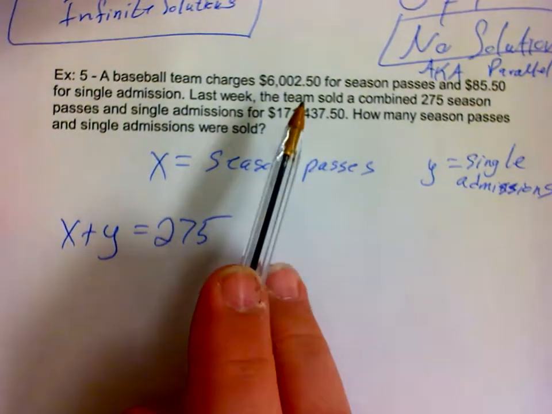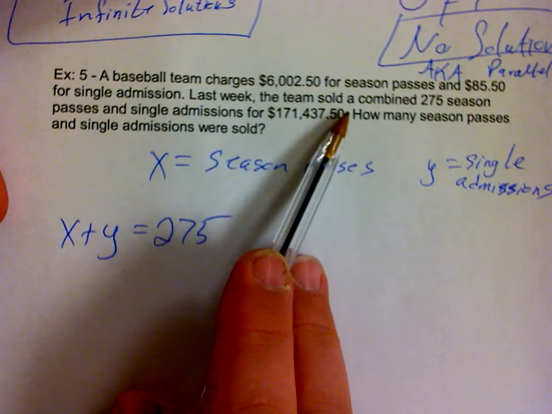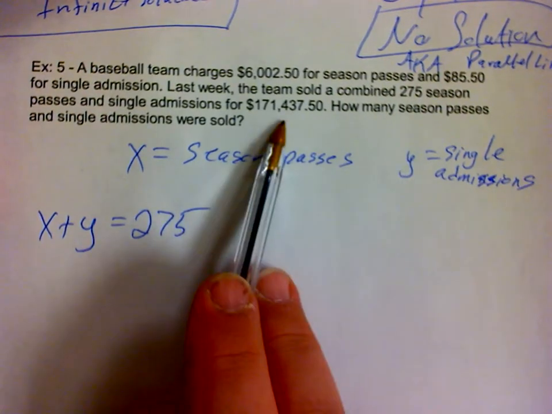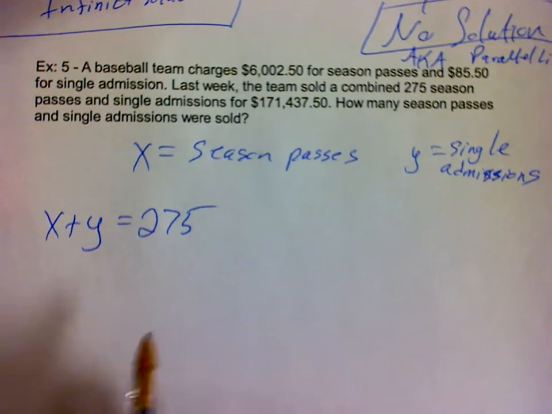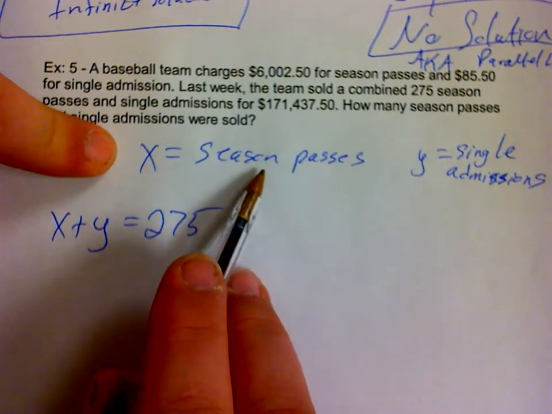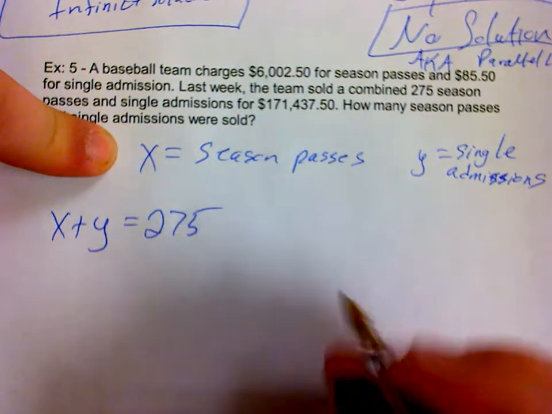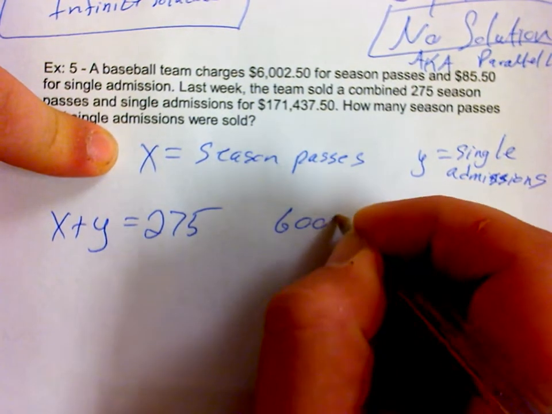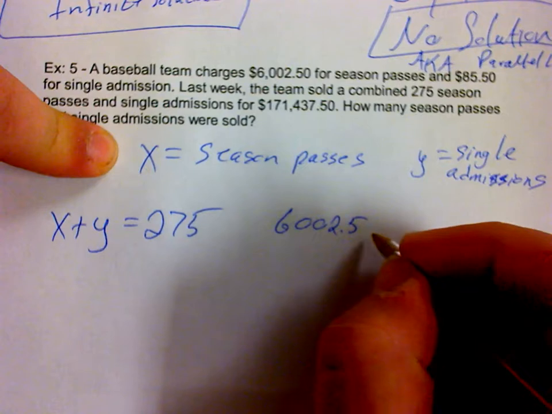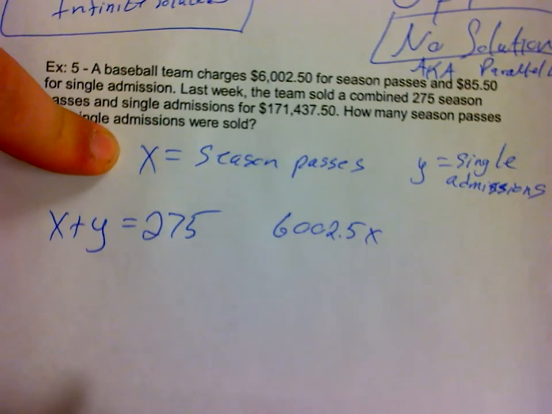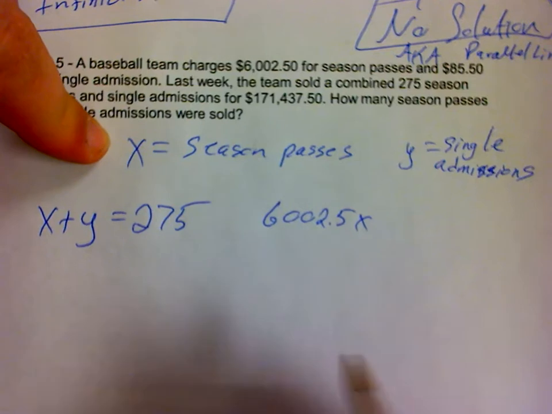The other one's a little more complicated because we actually have to take the prices of each of them, the price of a season pass, the price of a single admission, and set it equal to the total that they made last week. So for the season passes for X, they say they sell each of those for $6,002.50. So that's going to be $6,002.50 times X, for every season pass they sell, they are going to make $6,002.50.